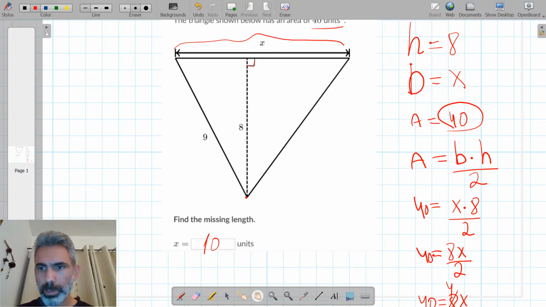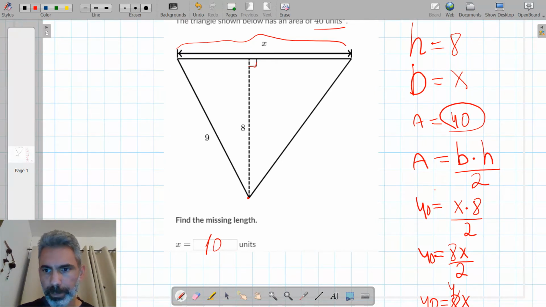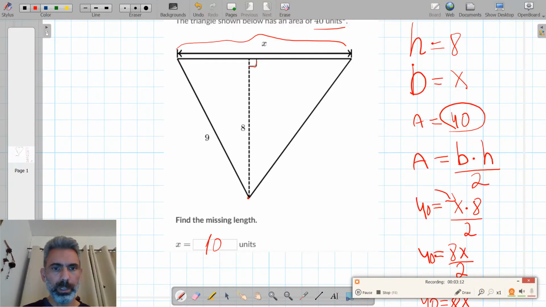So if I go back to the original formula and plug in the answer, which is 10, 10 times 8 is 80, 80 divided by 2 is 40, so the answer is 10.